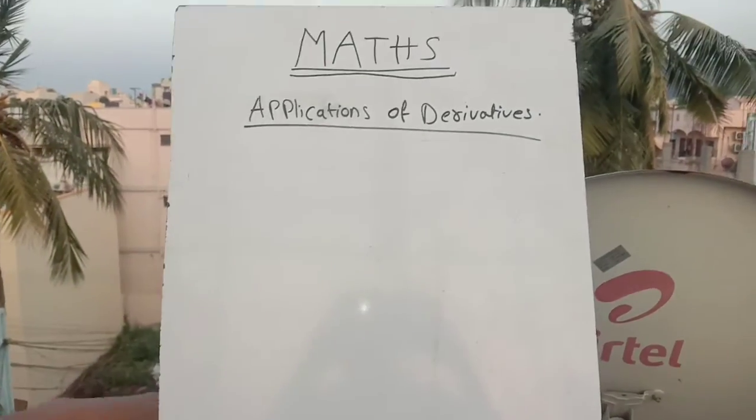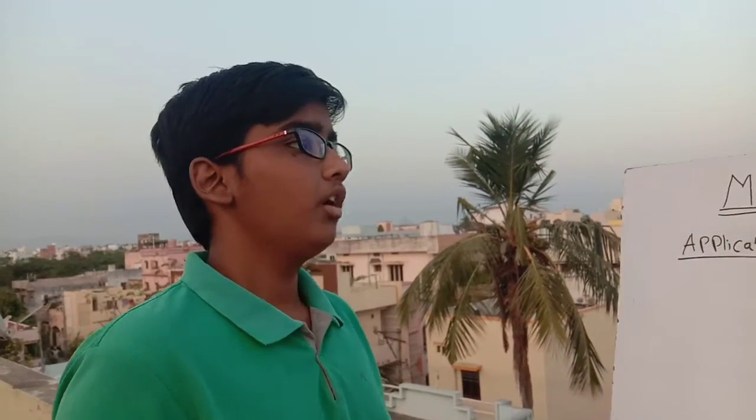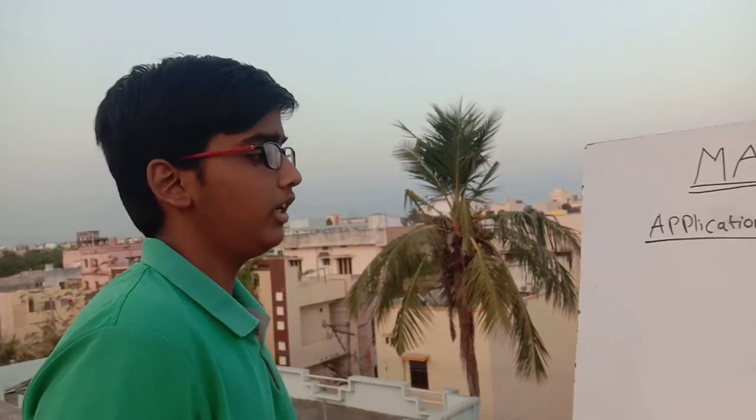In this sum he has asked to find the value of x when the volume is greatest, but he has not asked for the greatest volume. So we have to find only the value of x. When the volume is greatest, we also have to prove that the value is greatest. Okay, so let's look into the problem.